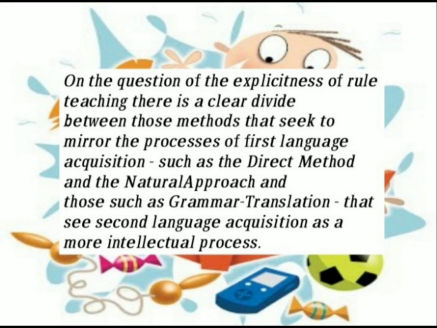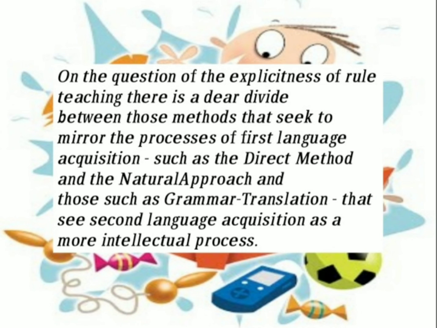to mirror the processes of first language acquisition, such as the direct method and the natural approach, and those such as grammar translation, that see second language acquisition as a more intellectual process. The former methods reject grammar instruction, while the latter accept a role for conscious rule learning. Learners need first to study examples and work the rules out for themselves.